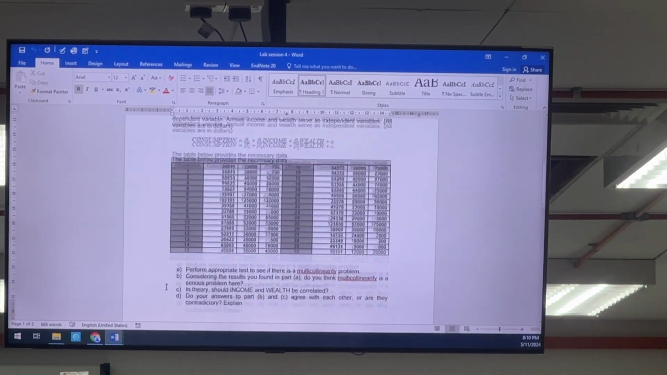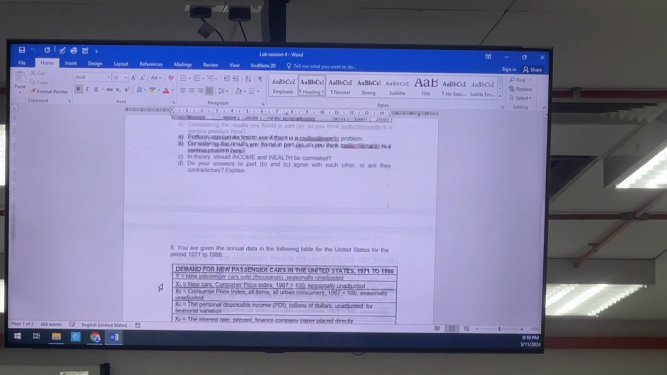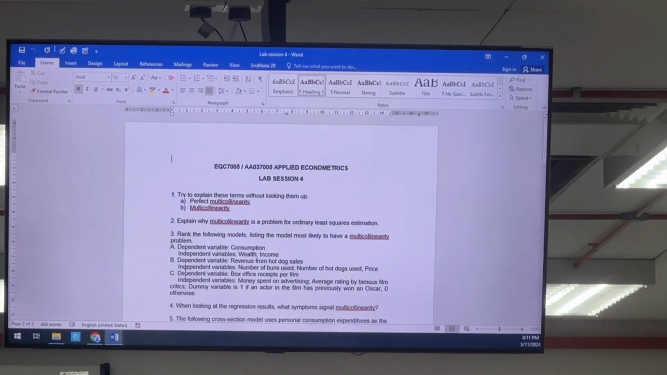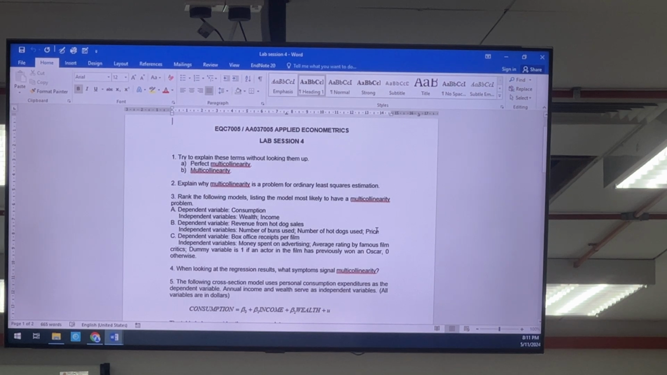So here we have section 4. We have 6 questions, but only the last 2 we have data for practical example. So question number 1, I already explained in lecture before break: the difference between perfect multicollinearity and imperfect multicollinearity. Try to explain this term without looking.